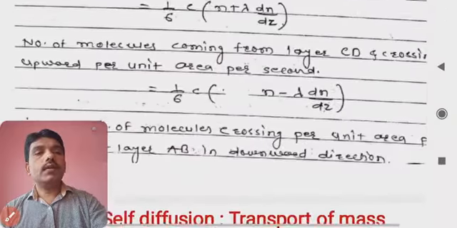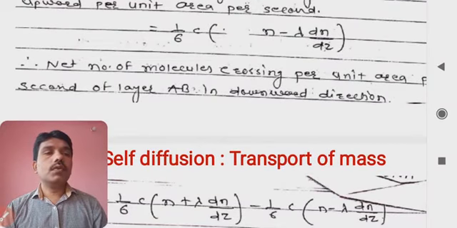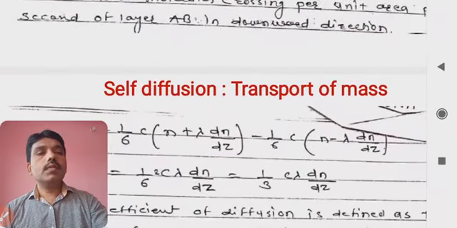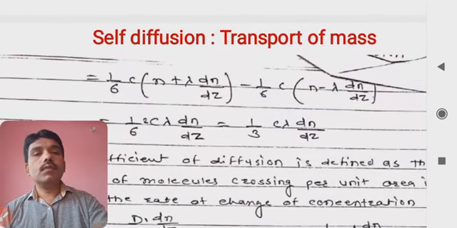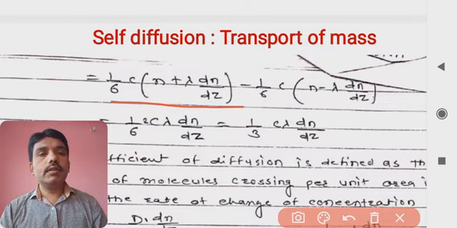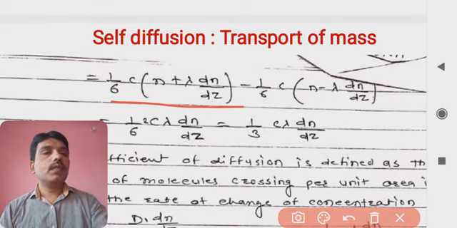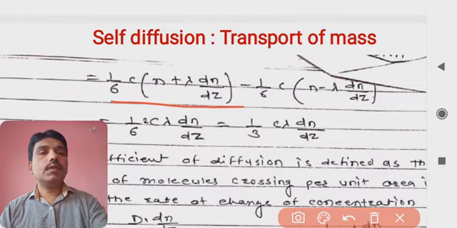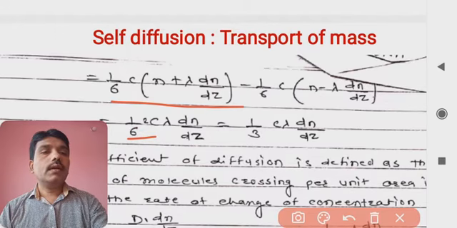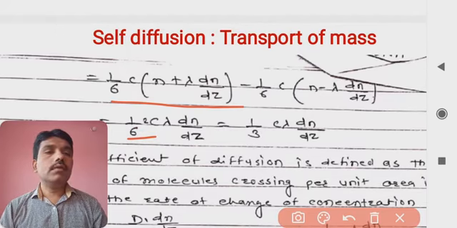And that's why the net number of molecules crossing per unit area per second is given by 1 by 6 C times n plus lambda dn by dz, minus 1 by 6 C times n minus lambda dn by dz. And if 1 by 6 C is taken common, we get 1 by 6 C lambda dn by dz.